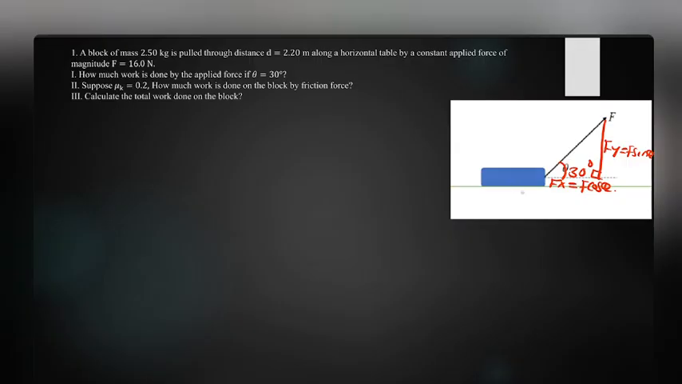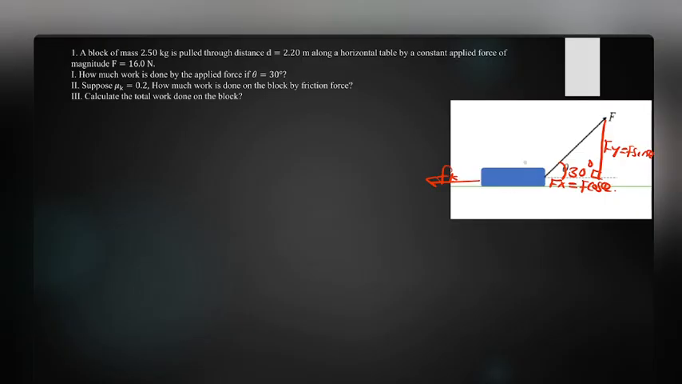When you look at the direction, this block will be moving in the positive x direction, so it will be moving in this direction. As it is moving in the positive x direction, this block will have the friction force that will be opposing its motion. So the friction force will act in the opposite direction. This will be the direction of the friction force.